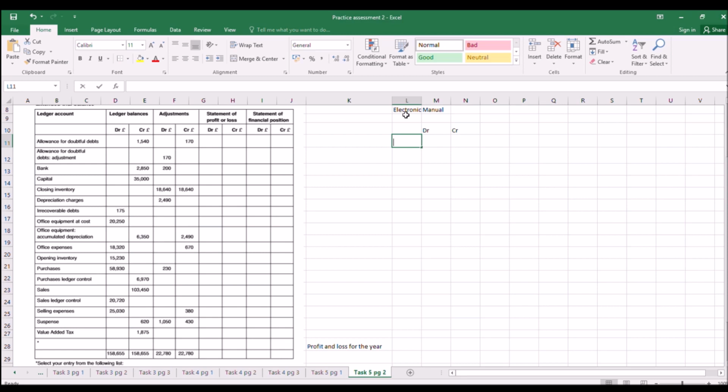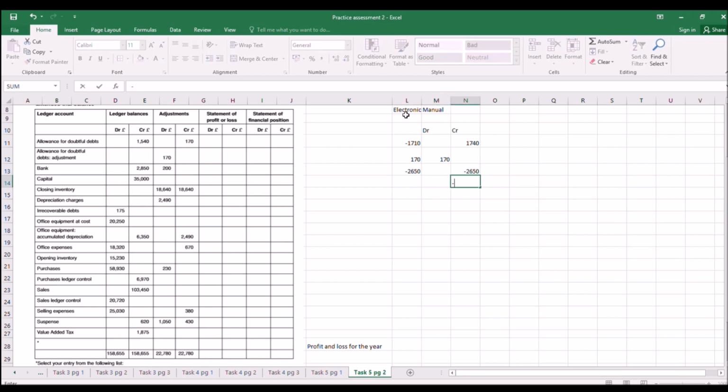So allowance for doubtful debts minus 1450, and we have adjustments there. So it'd be minus 1540 minus another 170 for the credit, and so that was going to be a credit of 1740 like that. And just doing it this method, make sure that you don't make a mistake and get the actual debits and credits the wrong way around. So the bank one was minus 2850, but then there was a debit of 200, which is a plus there, and that's going to be a minus 2650 there.